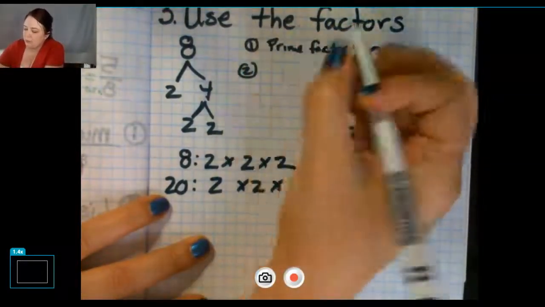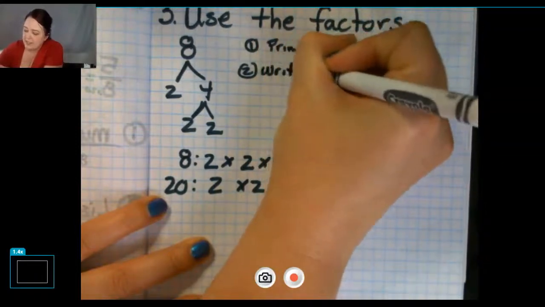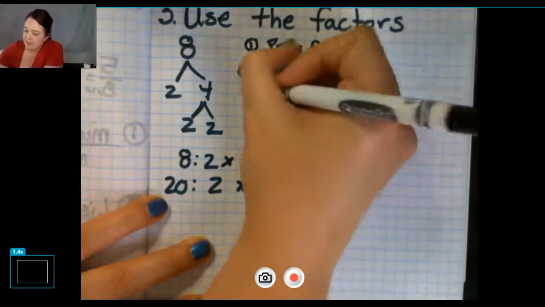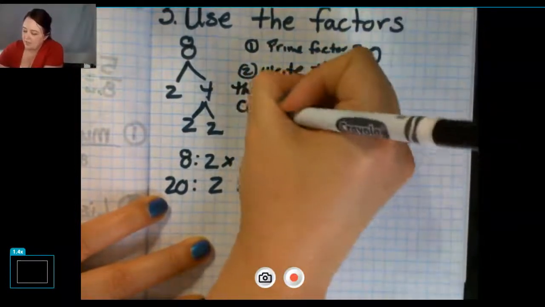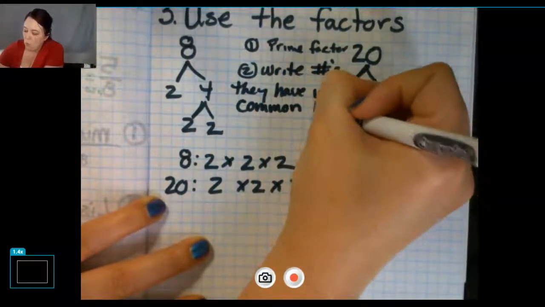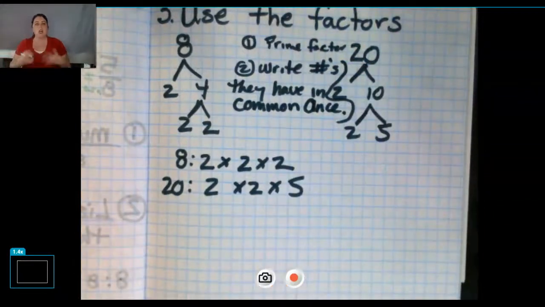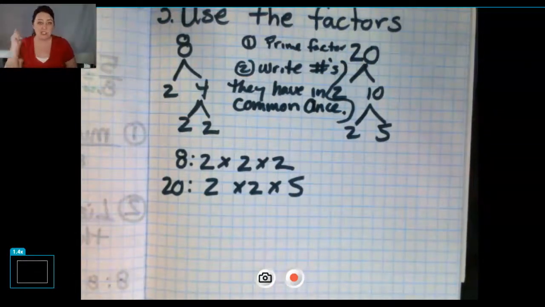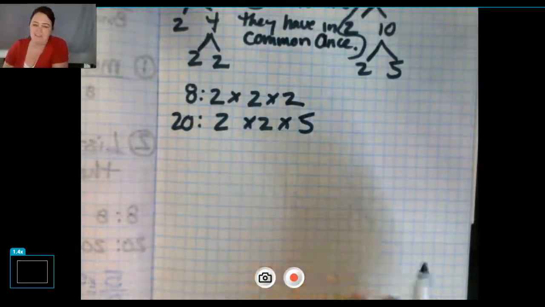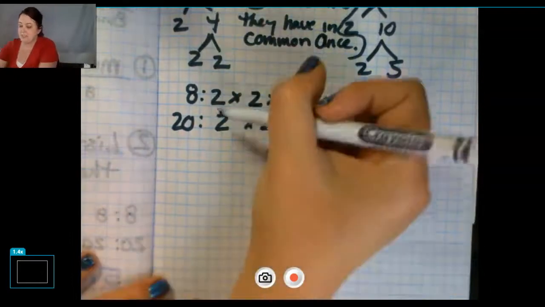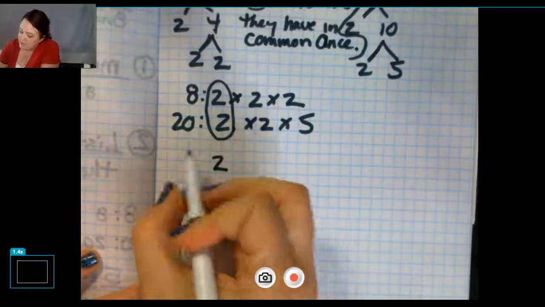Step 2, what do they have in common? Write the numbers they have in common once. Should use a different color. Write the numbers they have in common just the one time. Great. So that's kind of the reason why I line them up like this, is it makes it easier for me to visualize. So see how they have this 2 in common? I'm going to write that once.